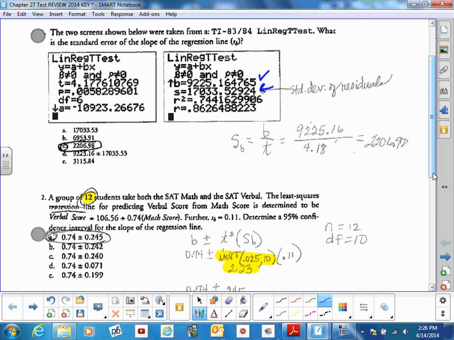I actually kind of had to play around with this decimal to make it come out exactly what they had, because I had put more decimals in and then it came out to 2208. But when I just rounded it to 2 decimals, it came out to what they had.